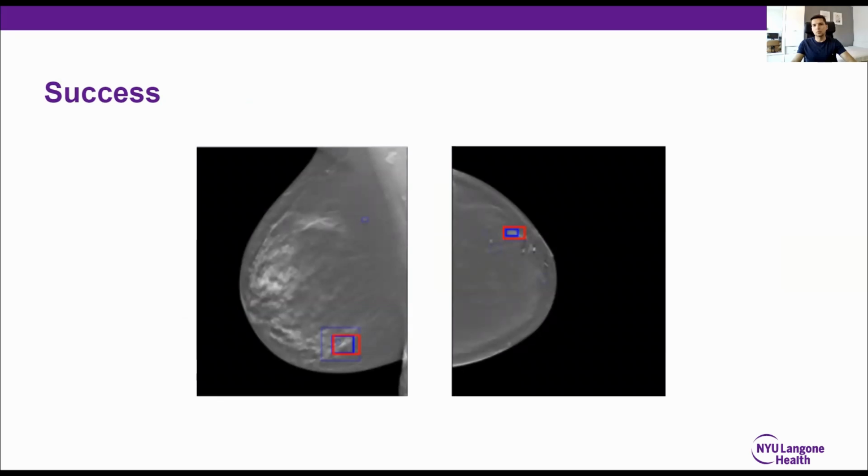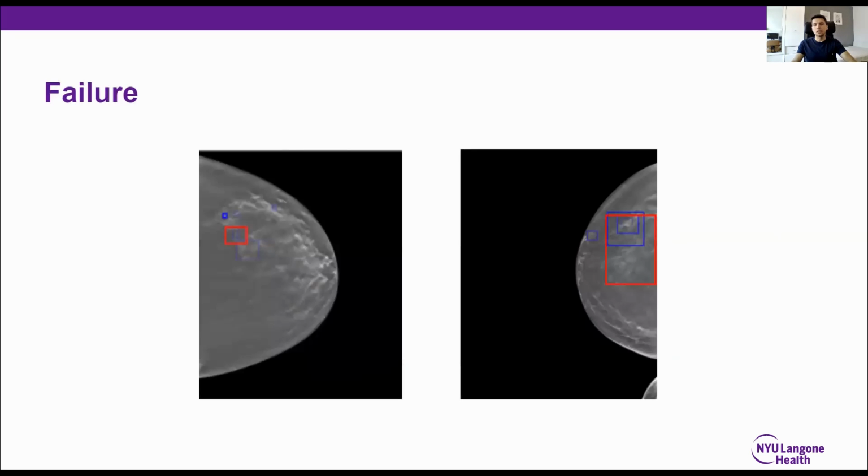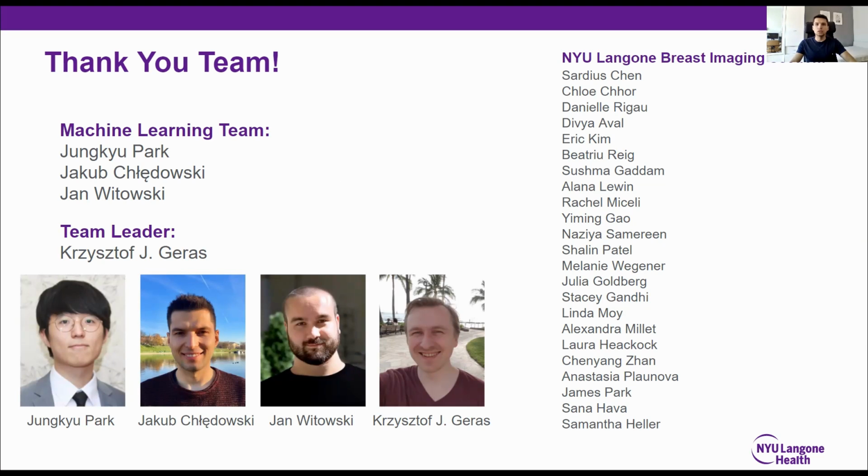Here you can see some examples of when the model correctly found the ground truth lesion. The red box indicates the ground truth. The intensities of the blue prediction boxes indicate the probabilities assigned to them. Here are some failure cases where the highest probability box returned by our model was not closely matching the ground truth box.